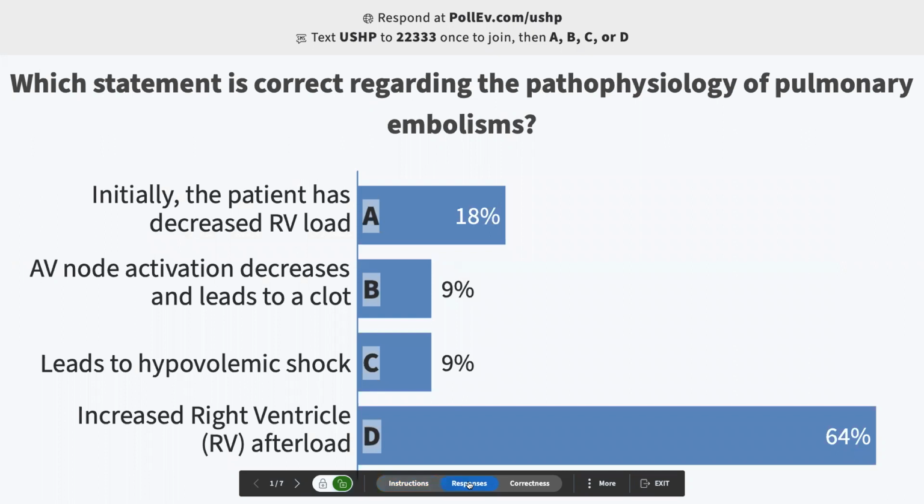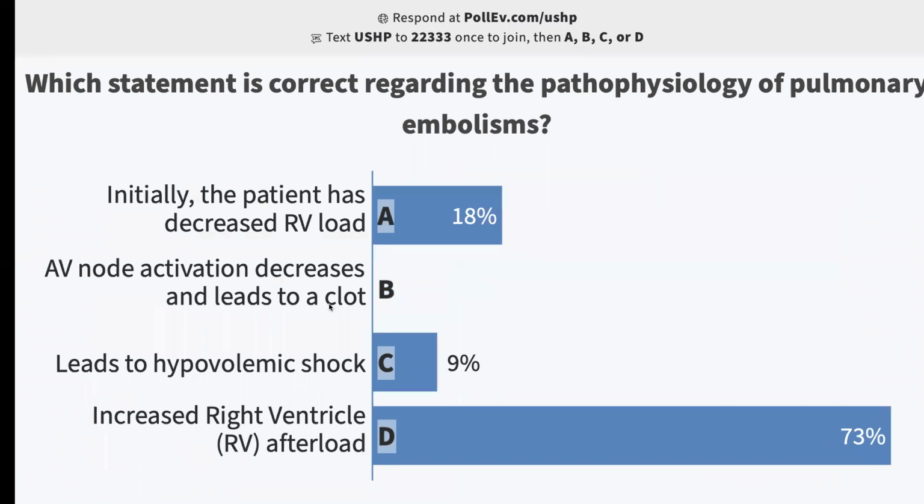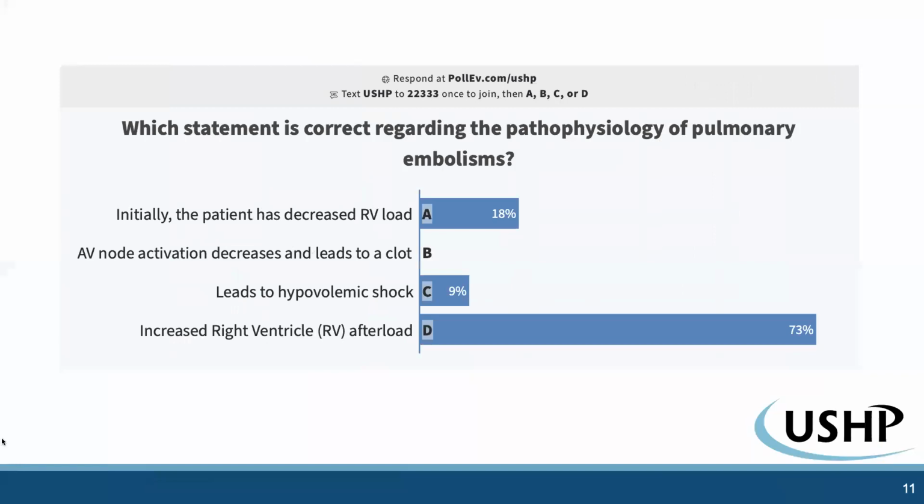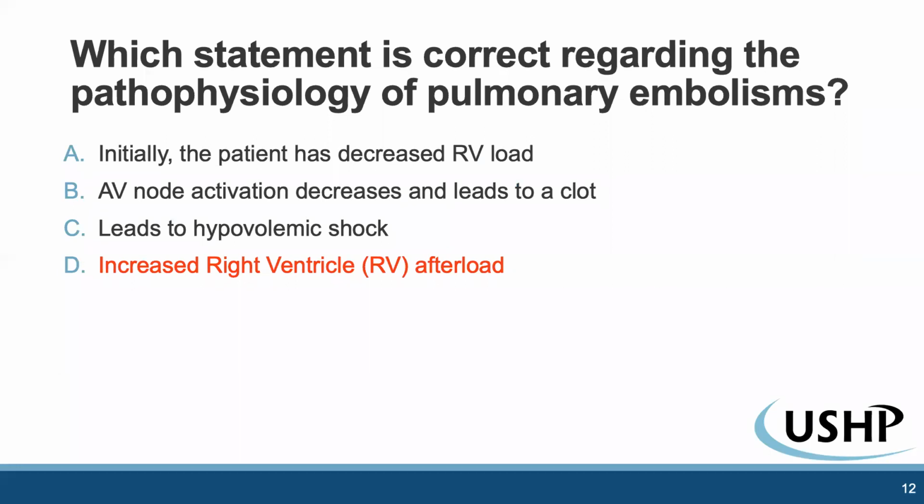Okay, so we can see that the most common answer is D, in which D is correct. I see everyone kind of switching things around there. And so going back to the explanations for each one. Initially the patient has decreased afterload was the first answer here. But it actually is an increased RV afterload, not a decrease. And then B, AV node deactivation is not a cause that was previously discussed. And C, it leads to cardiogenic shock rather than seeing hypovolemic shock in our patient presentation.